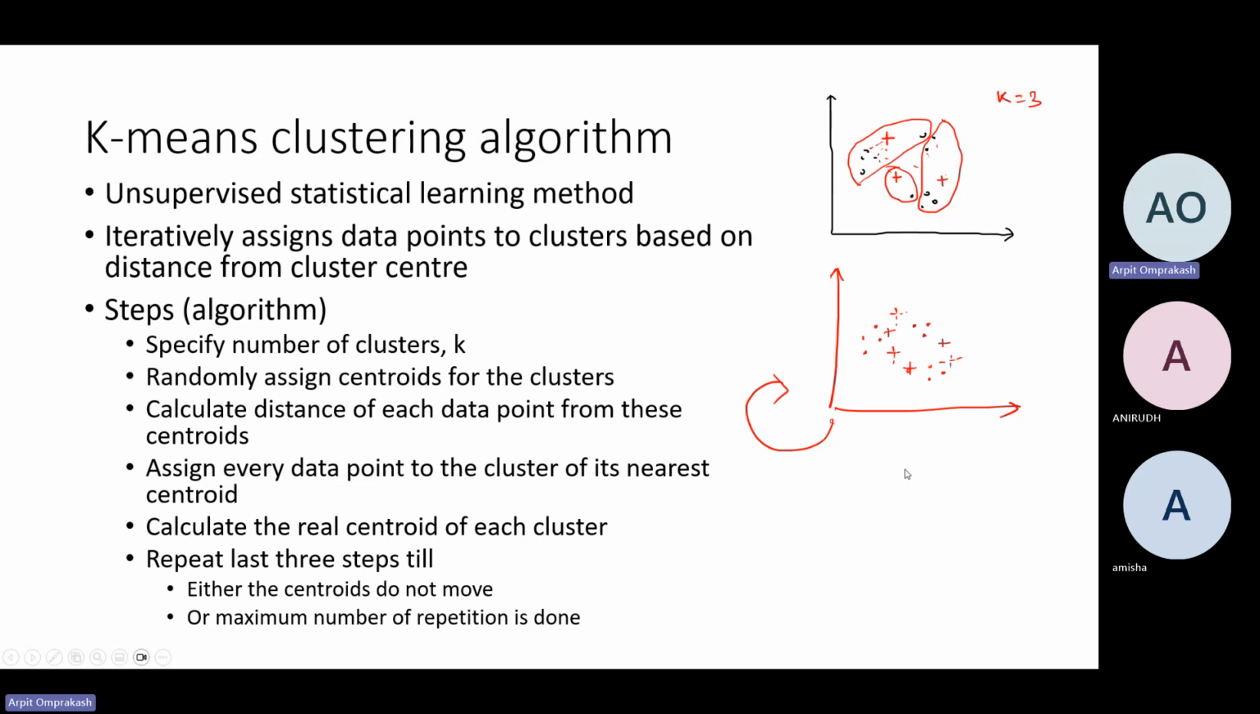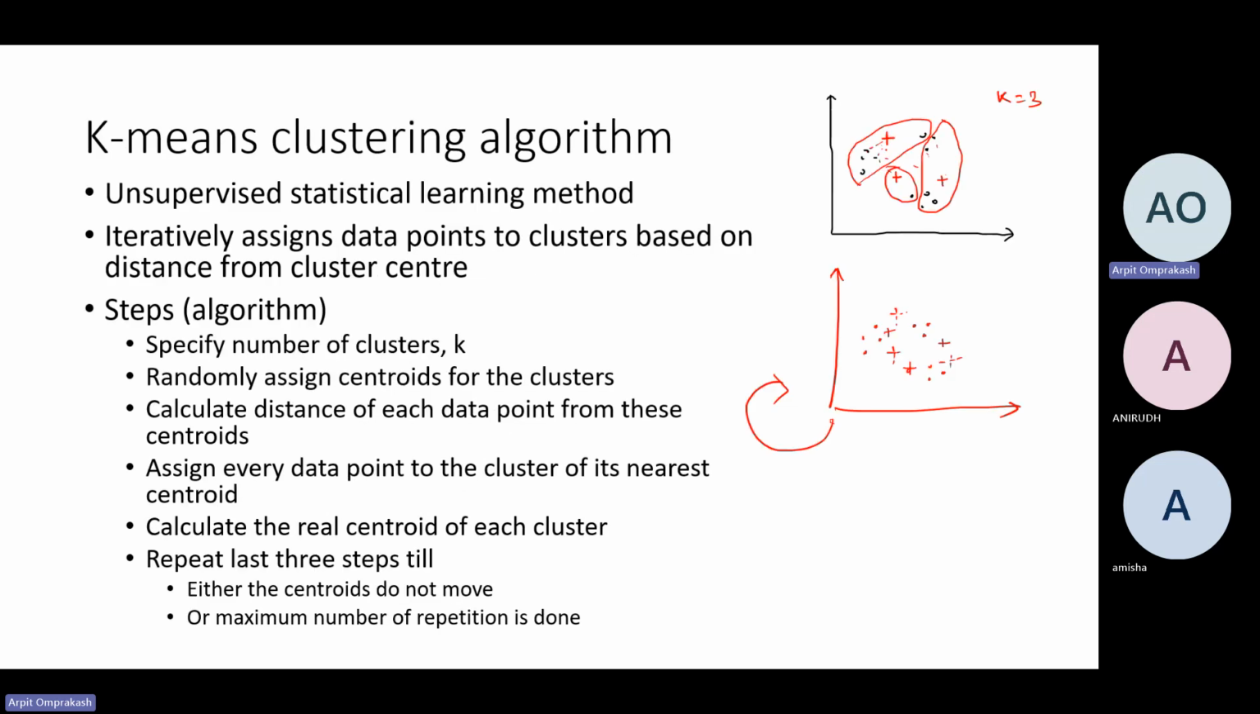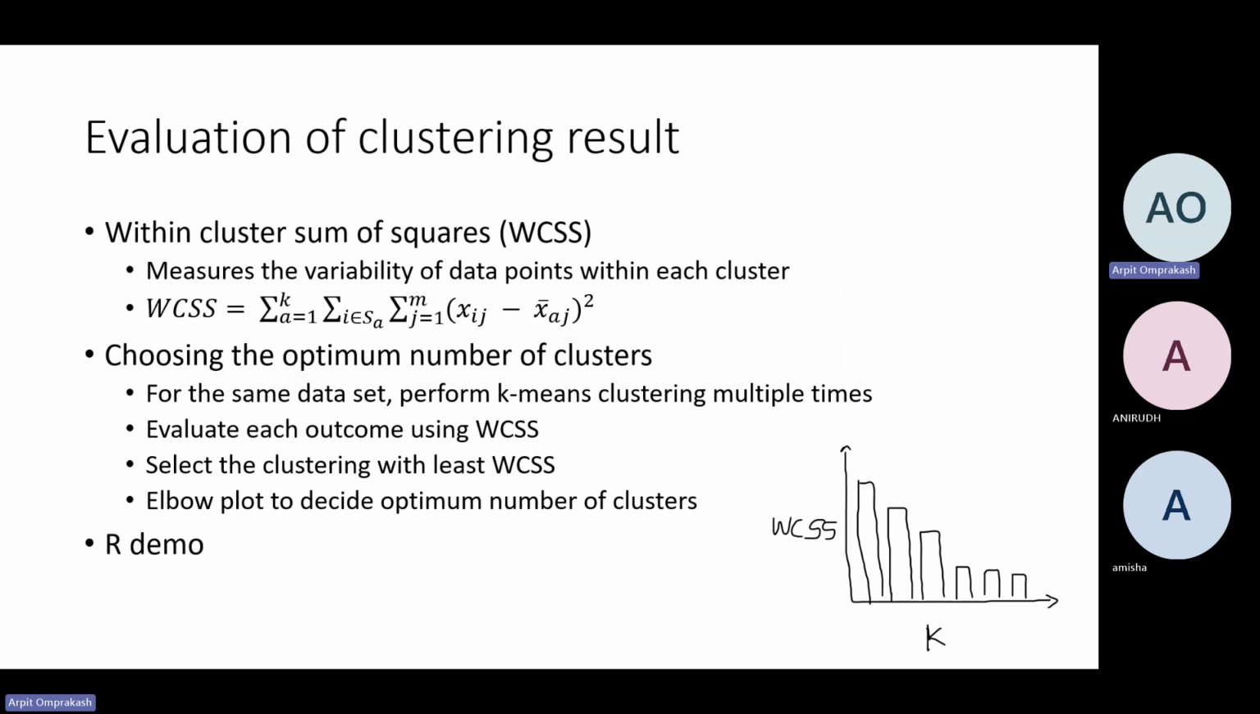This is the basis of the k-means clustering algorithm. Now, how do we evaluate the results of a clustering? As mentioned before, it's an unsupervised learning method, so we don't have any labels or anything. So how do we judge if whatever clusters we are getting represent what clusters are there in the real data? For that, we calculate something called within cluster sum of squares.